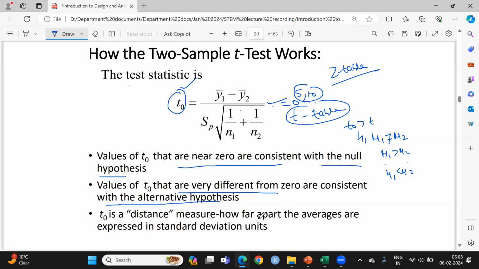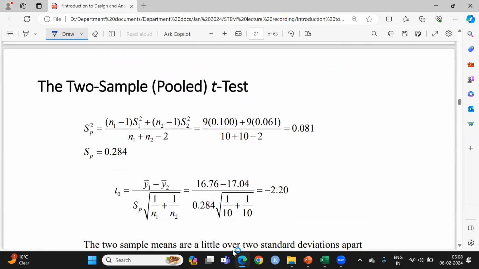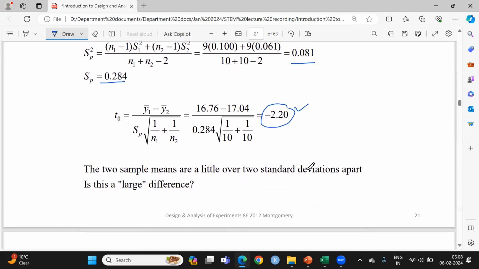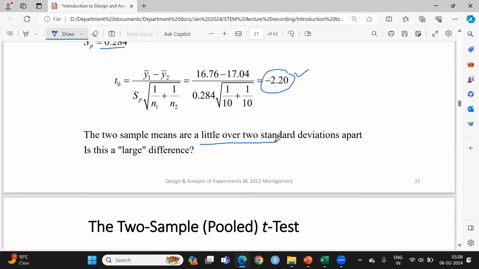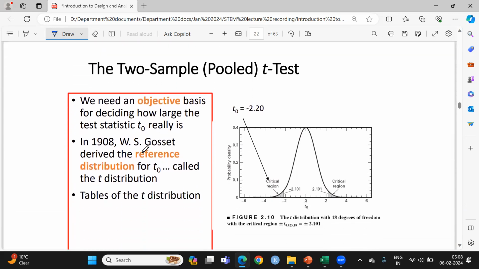So T naught is a distance measure of how far apart the averages are, expressed in standard deviation units. In the two sample t-test, as already discussed, one can derive the value of sp square from n1 minus 1 times s1 square and n2 minus 1 times s2 square. We put the values in this formula and derive the standard deviation, and after putting in all those values, we got, for example, minus 2.20. So the two sample means are a little over two standard deviations apart. Is this a large difference? For that, we are going to make a comparison.